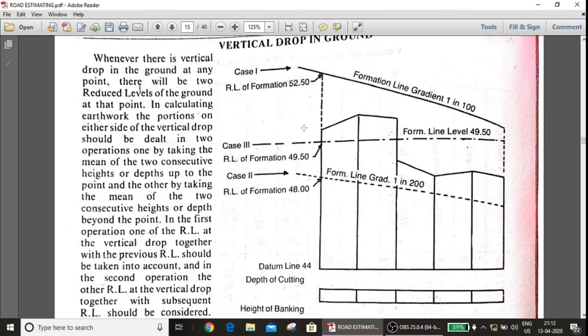Now I'll read. Whenever there is a vertical drop in the ground at any point, there will be two reduced levels. What he is saying is, whenever there is a vertical drop, we have to take two RLs of the ground at that point. At this point we take one RL and at this point another RL. So in calculating earthwork, the portions on either side of the vertical drop should be dealt with in two operations.